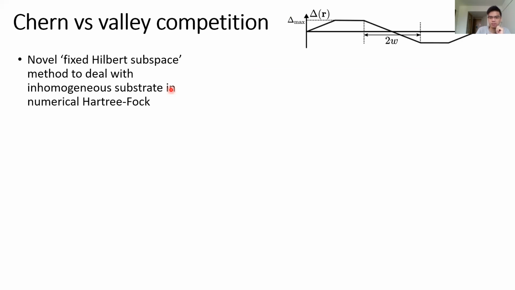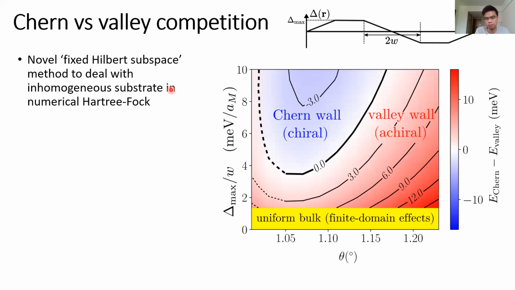And so we can therefore compute a phase diagram like this. Here we have a phase diagram in twist angle versus substrate gradient space. As you go down this axis, the substrate changes sign more slowly. And you see that you get quite close competition between these two types of domain walls, between this chiral Chern wall and this achiral valley wall. One important trend is that as you go down this axis, as you make the substrate smoother, you actually favor the valley walls. And this is quite easy to understand.